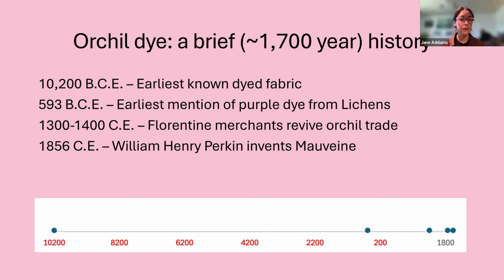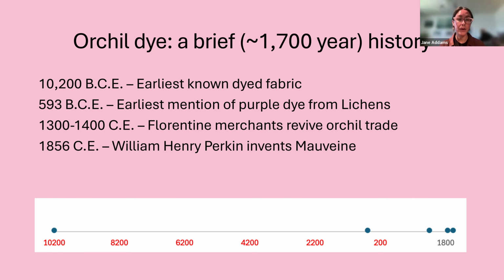So here's a little bit of a timeline for us. As a species, we have been dyeing fabric since at least 10,200 BCE. So that is quite a stretch that we have felt compelled to dye our fabric. Over here in 593 BCE is the earliest mention of purple dye from lichens. And then around 1300 to 1400 CE, Florentine merchants revive this Orchil trade, so it becomes a really booming business.